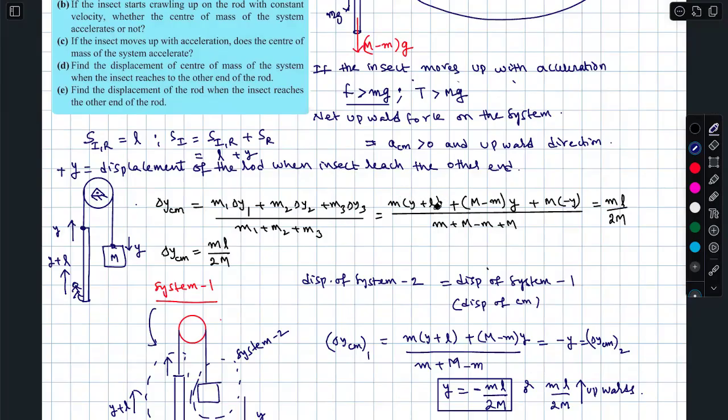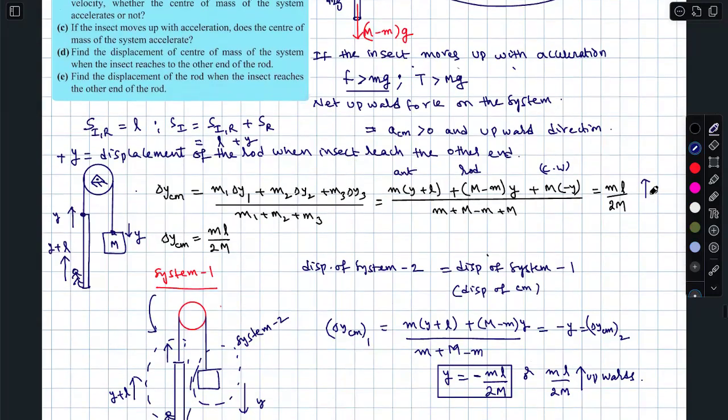This is for the ant. This is for the rod. This is for the counterweight. CW means counterweight. So as a whole you will get a relation, M into plus, which means it is upwards. Common sense here: if it is having upward force, obviously it will have upward displacement.